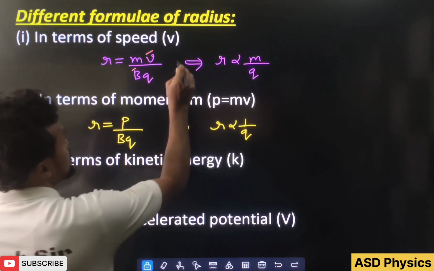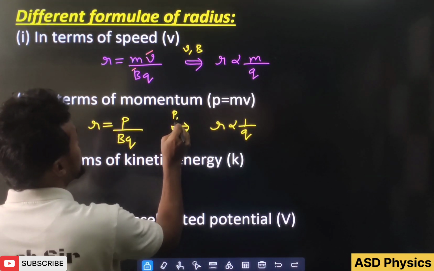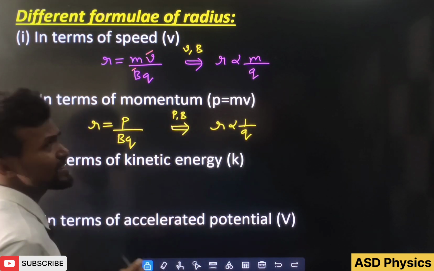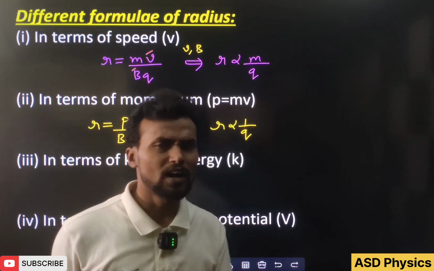Remember here what is constant: I told you velocity and the magnetic field. Here what is constant? Momentum and the magnetic field. A question used to come based upon the proton, neutron and alpha particle.